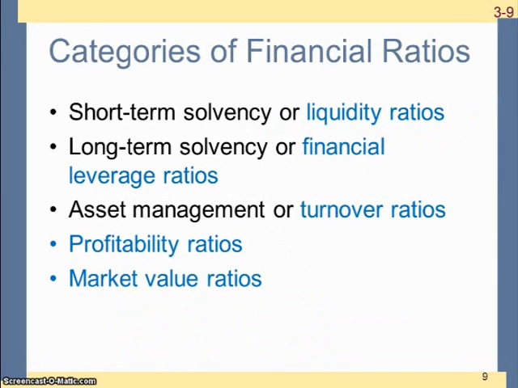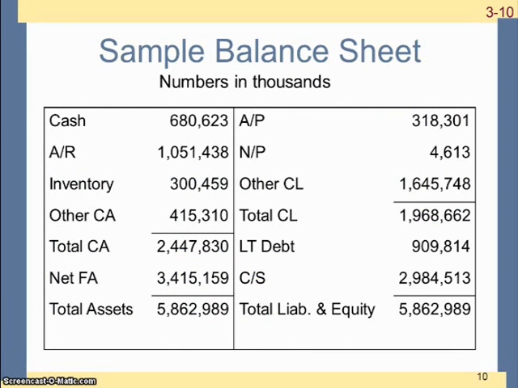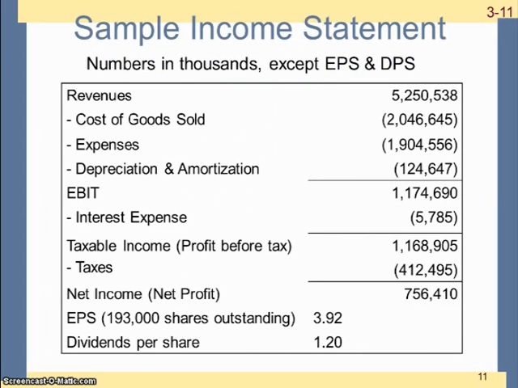There are 5 categories of financial ratios, namely short-term solvency or liquidity ratios, long-term solvency or financial leverage ratios, asset management or turnover ratios, profitability ratios, and market value ratios. All calculations of financial ratios that you will be seeing later are based on the figures on slides number 8 and 9, the balance sheet and income statement.